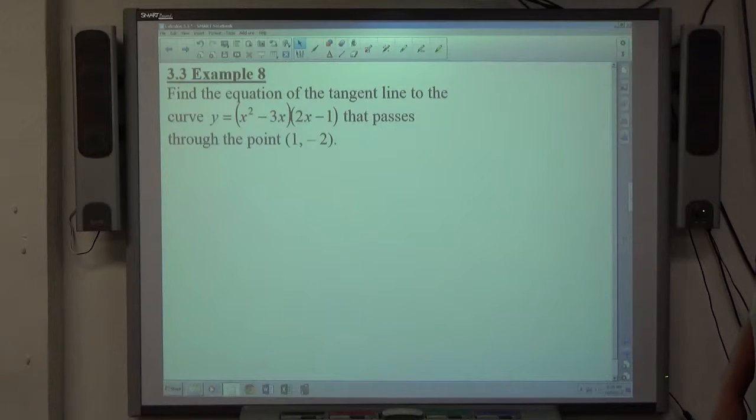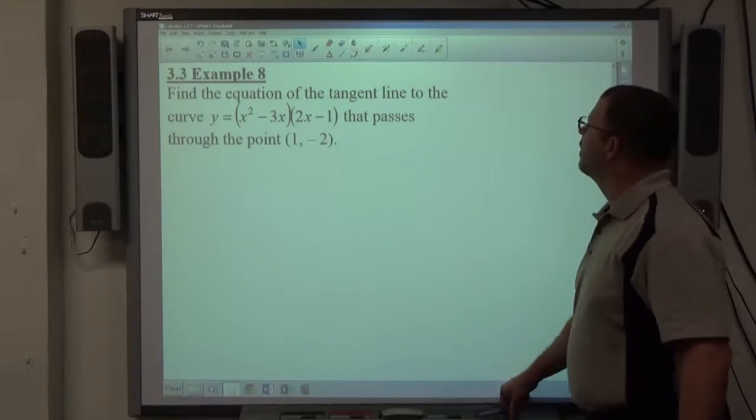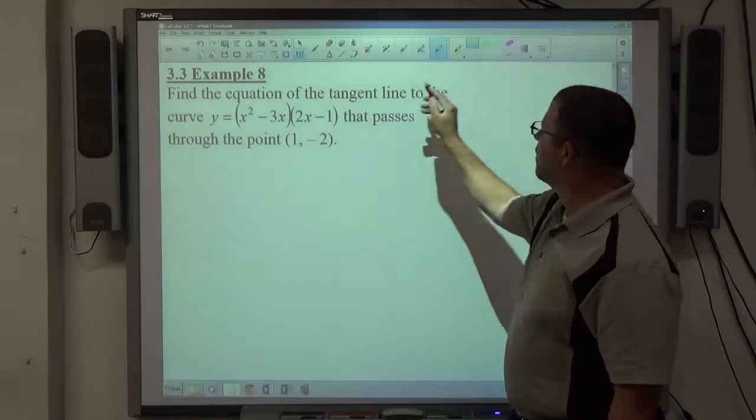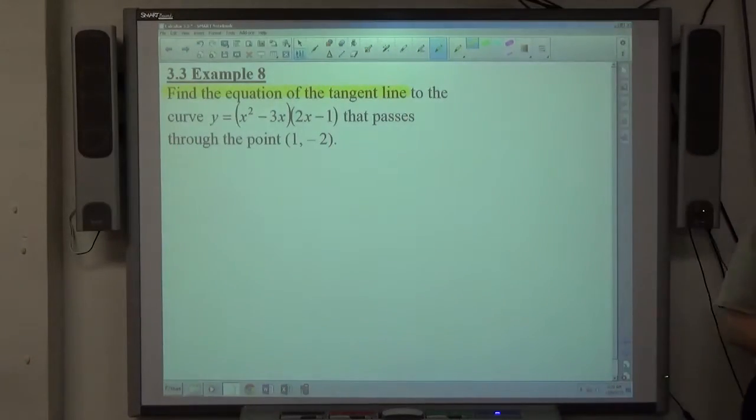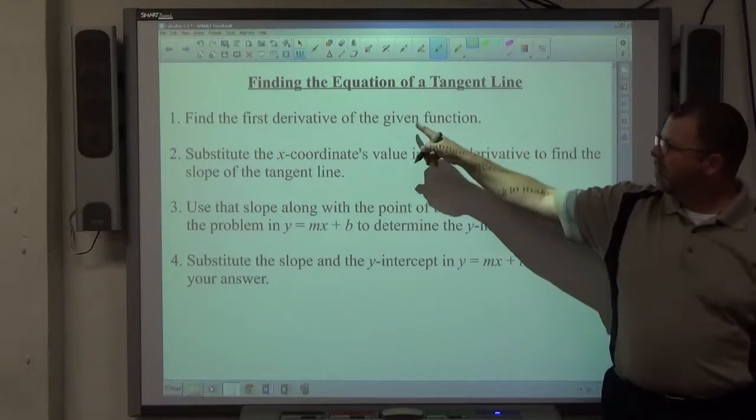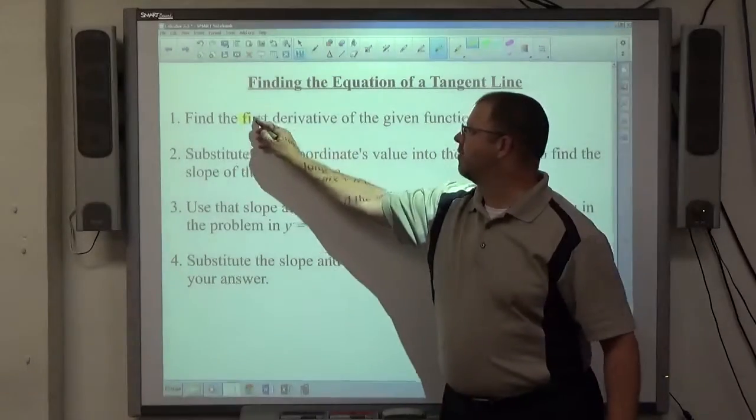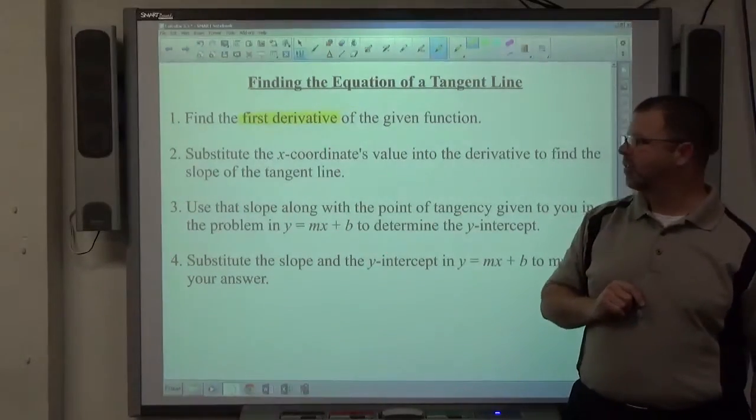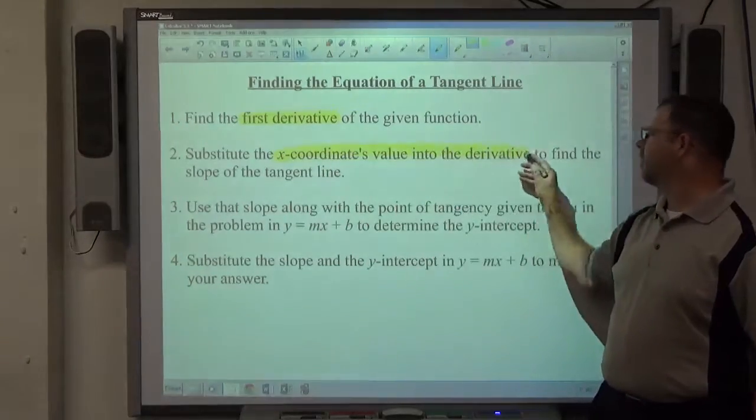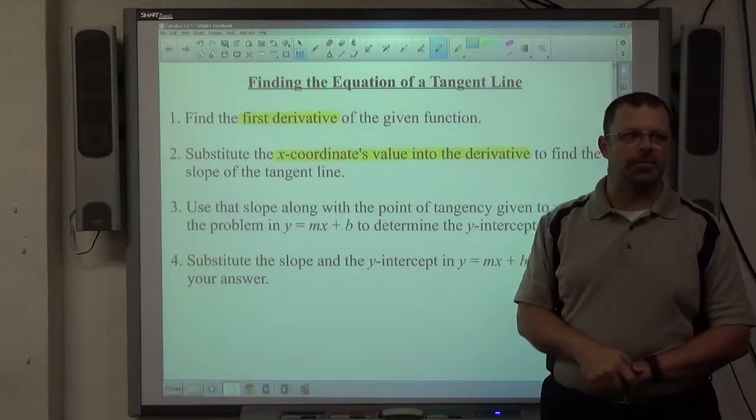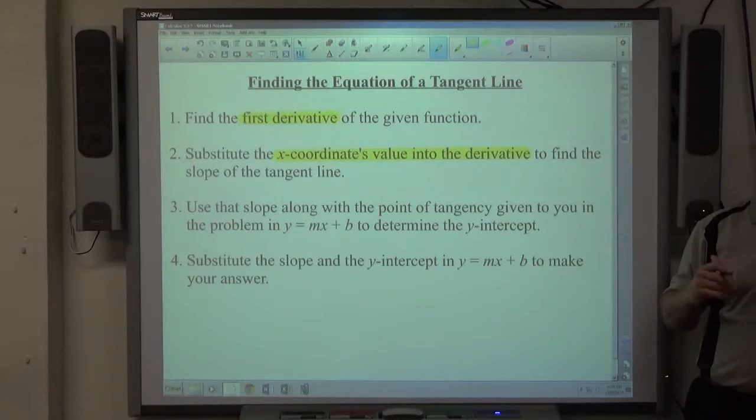Example 8 from 3.3, find the equation of the tangent line. We've already done this several times this year. Find the equation of the tangent line. We find the equation of a line by finding slope. Okay, and if we go back to this page here, the first derivative of the given function is the slope formula for that function. So if we substitute the x-coordinate's value into the derivative, that gives us the slope of the tangent line. Okay, so that's the whole idea here.